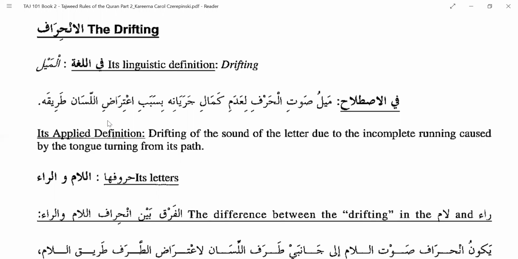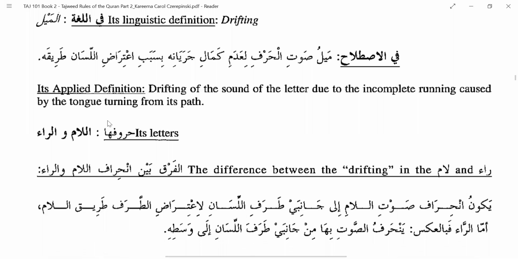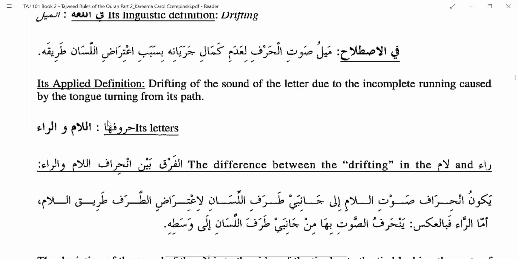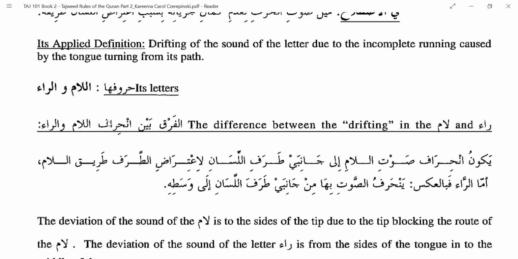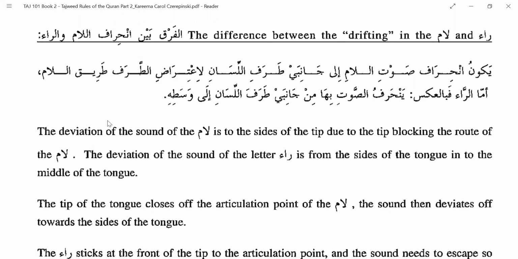L, R. The difference between the drifting of these two letters, الفرق بين الانحراف في اللام والراء. There is a difference between both of them when you say L and when you say R. What is the difference? Now let us look at that. يكون انحراف صوت اللام إلى جانبي طرف اللسان لاعتراض الطرف طريق اللام، أما الراء فبالعكس ينحرف الصوت بها من جانبي طرف اللسان إلى وسطه.